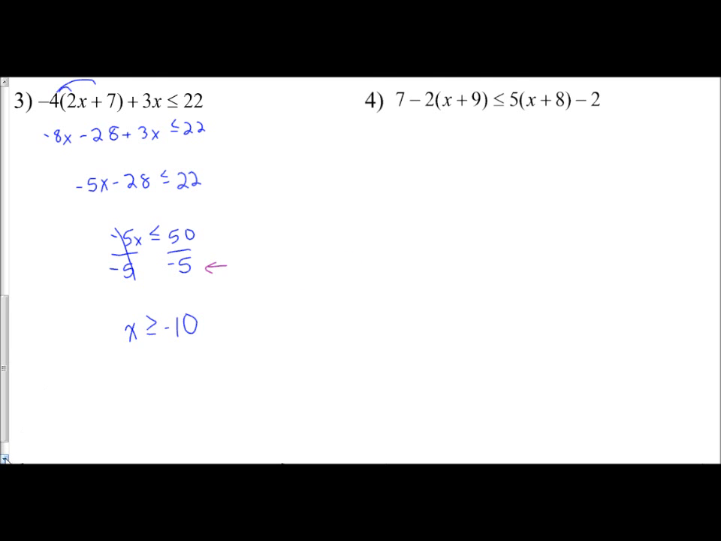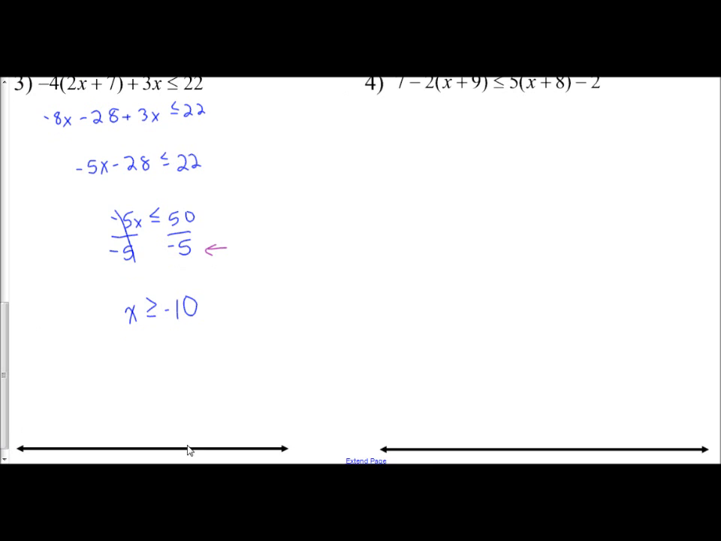And I would graph this on the number line. So x is greater than negative 10. So let's put that in the middle. I'm going to change it up a little bit. Here's negative 8, and here's negative 6. So negative 7, negative 9. So I'm going to go by 2's just to change it up. Negative 12 and negative 14, and then here's negative 13, here's negative 11.